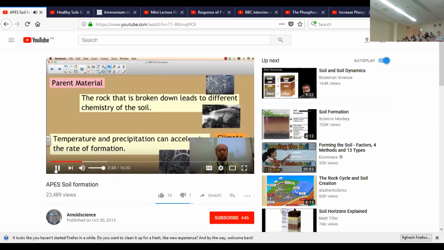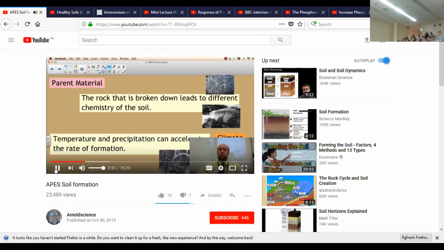Climate obviously has a pretty big effect on this. The temperature and precipitation particularly are going to affect how quickly the soil forms. Soil is not going to form very well typically in really cold climates. He's now talking about climate and how the climate influences how the soils are formed, and cold in particular slows down the development of the soils.